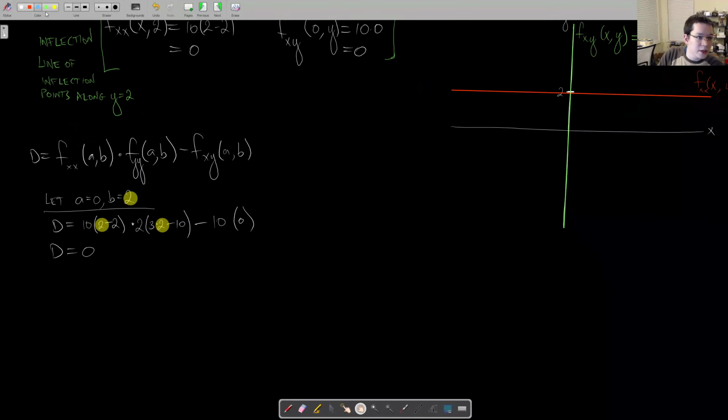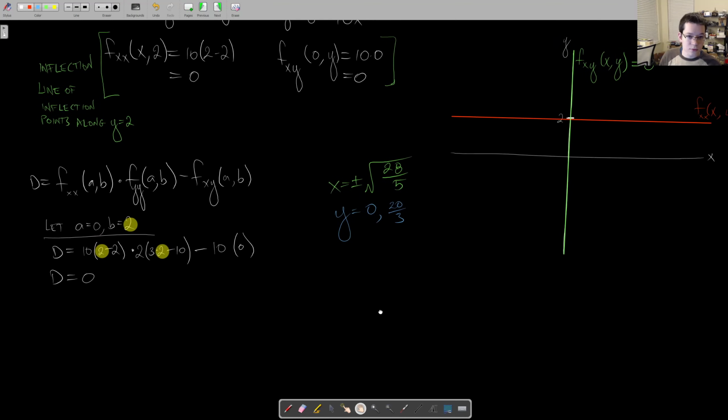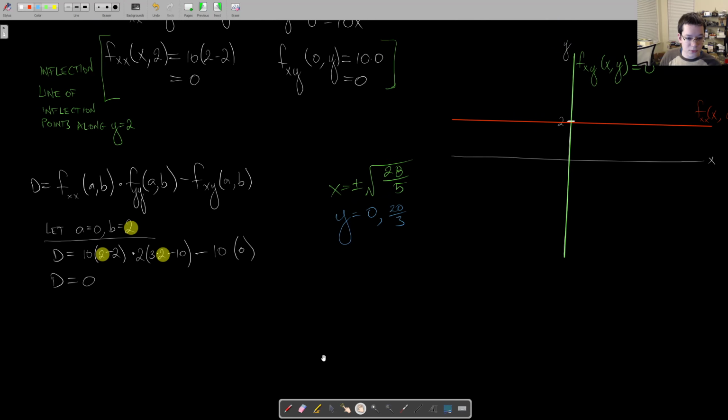So come back over here, and we've got more points. x equals plus or minus the square root of 28 over 5. And we have y equals 0, and y equals 20 thirds. And for the sake of completion, I'll go ahead and write the other ones on here too. 0 and 2.